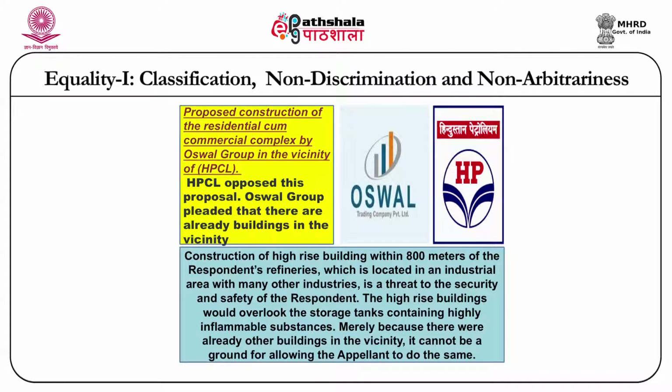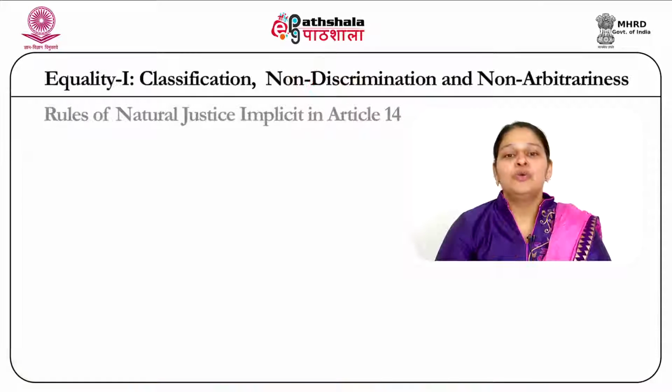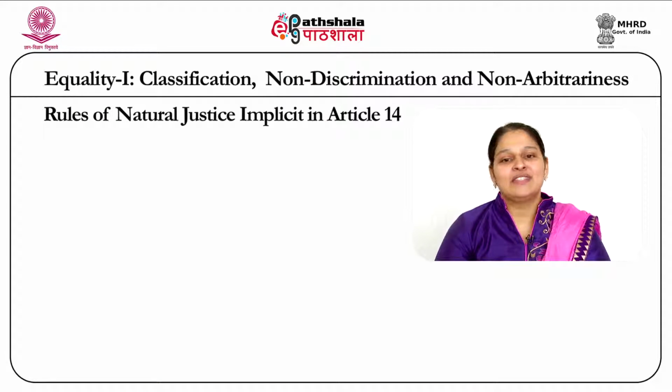The Supreme Court held that the high-rise buildings would overlook the storage tanks containing inflammable substances and may serve as a launching ground for any external object towards it by terrorists and the like. Merely because there were already other buildings in the vicinity, it cannot be a ground for allowing the appellant to do the same. The last dimension of Article 14 is that rules of natural justice are implicit in it.